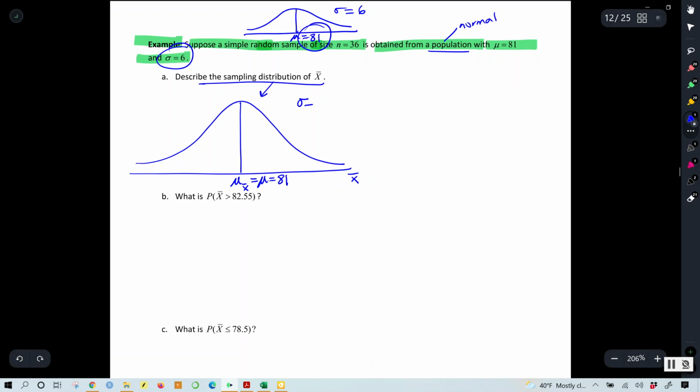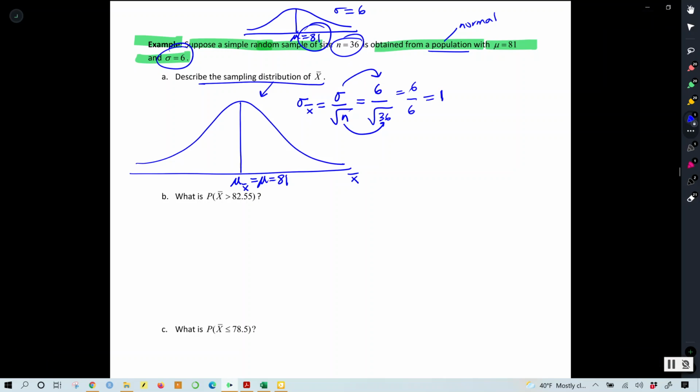However, the standard error will be the population standard deviation divided by the square root of the sample size. This will be equal to 6, since the population standard deviation is 6, divided by the square root of n. Our n, the sample size, is equal to 36. So this will be 6 divided by 6, which is equal to 1.